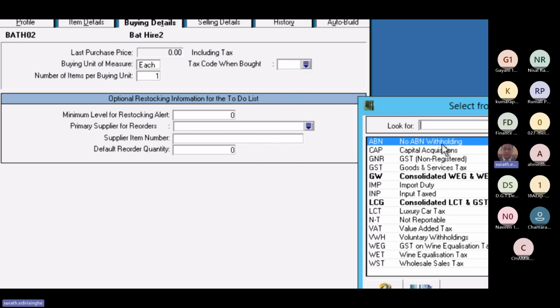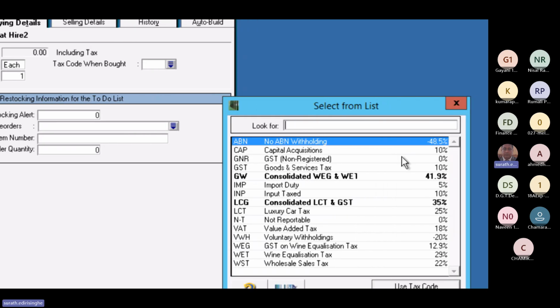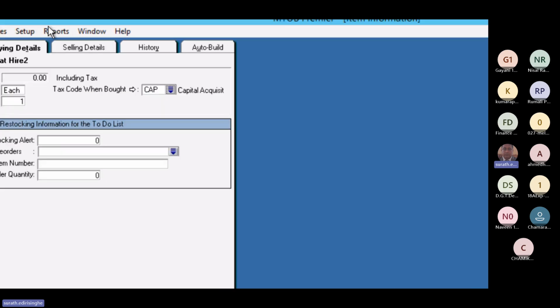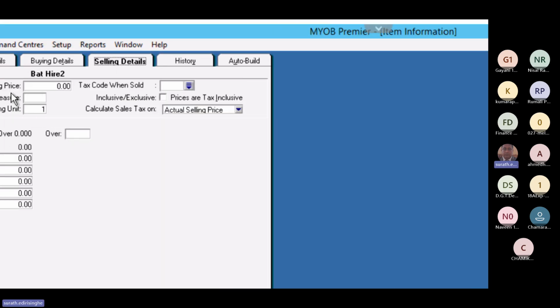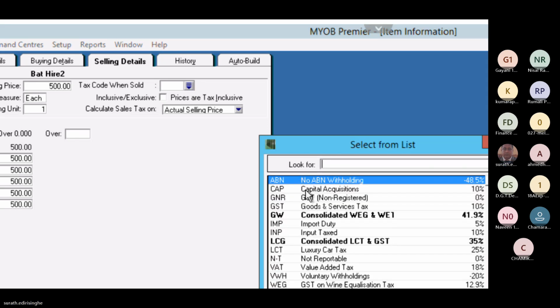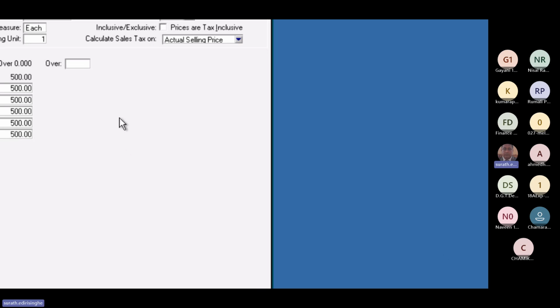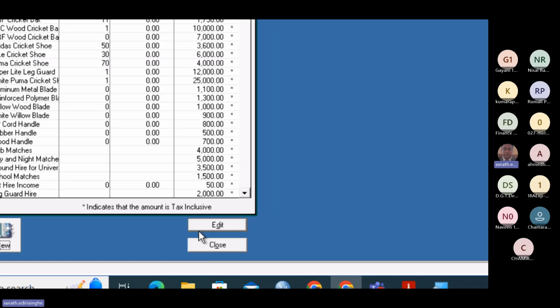If you are not applying VAT on the capital portion, change the capital acquisition rate to the VAT rate. Selling detail, unit each. After using this item, you are selling at 500 rupees per item, each. Capital assets or normal VAT rate, both are accepted. Actual selling price or base selling price. Okay. Set the inventory item.